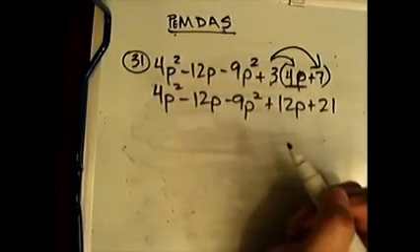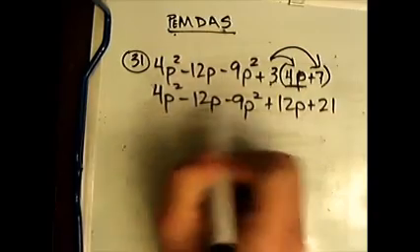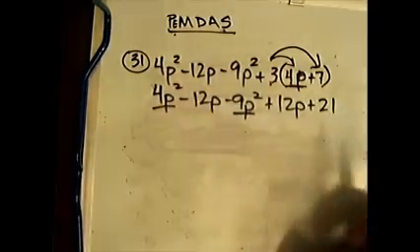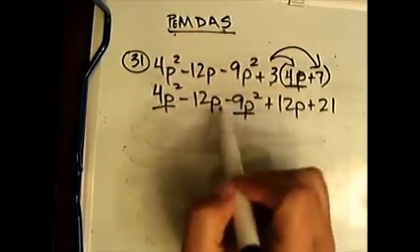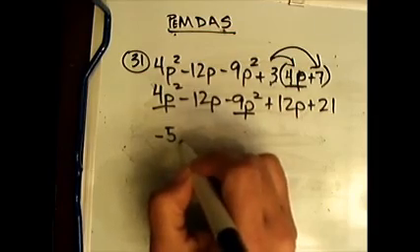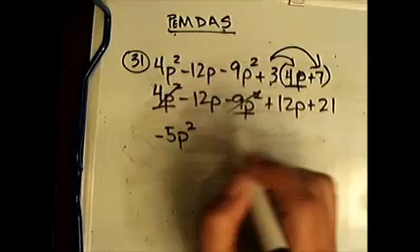Now, the next step is, can you say it? Add like terms. So let's start with the biggest, p squared. We have it right here and right here. Do we see any more? Nope, that's it. So put these together. Negative 9 and a 4 is negative 5. So use those. Let's go to the next one.